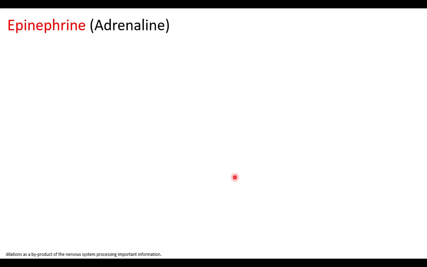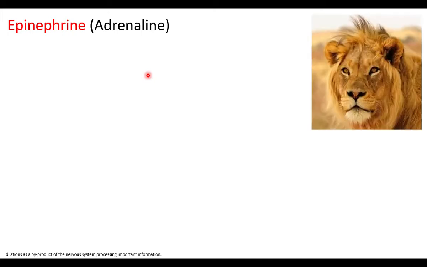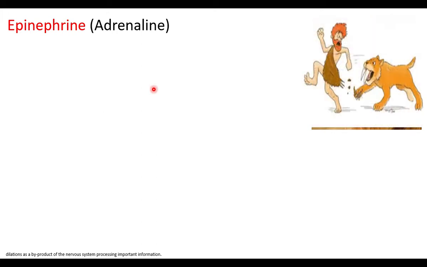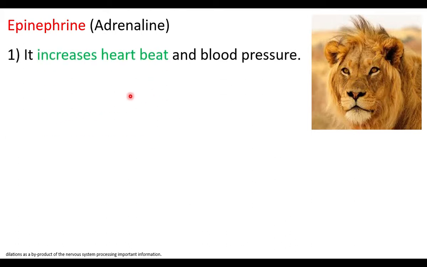Now let us see in what way epinephrine or adrenaline helps the body to face the emergency situation. When a lion is chasing a person, when a lion is nearing a person, that is the emergency situation. What will he do? He has two chances. One is escaping, another one is fighting. This hormone increases heartbeat and blood pressure. When heartbeat and blood pressure increase, more blood will be supplied to the body muscles. So body muscle will work effectively for escaping.